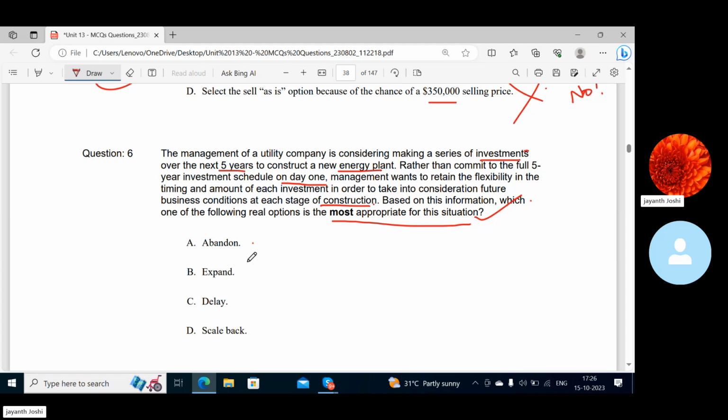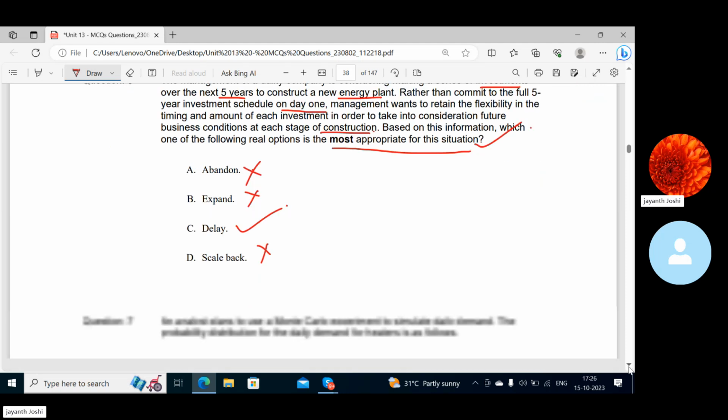Either they have to abandon. I don't think they should abandon. They should expand? No, they are spending what they have. They are delaying, right? It's better to do that. Correct or wrong? It's better to delay, right? Delay the things and then put money. The opportunity is not lost. They want to continue the project, but with somewhat delay. They don't want to reduce anything here. They want to put their money, but they want to do it slowly. Okay, delay.